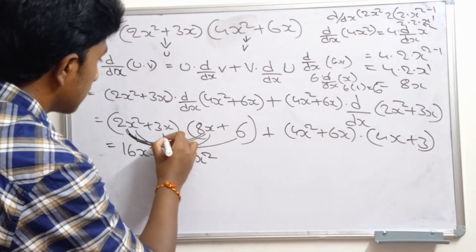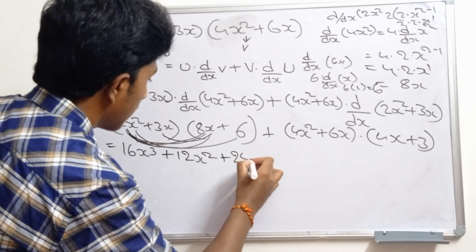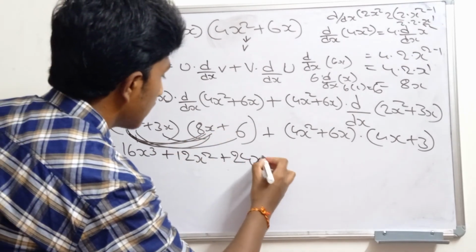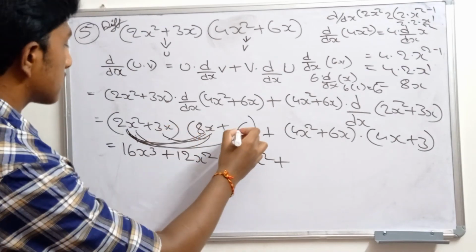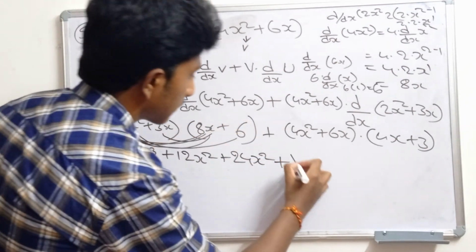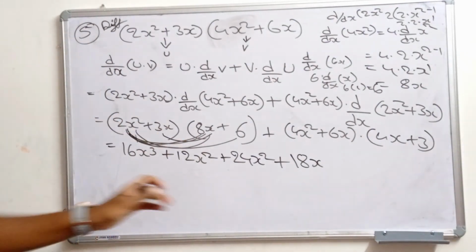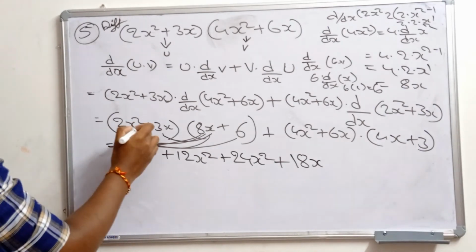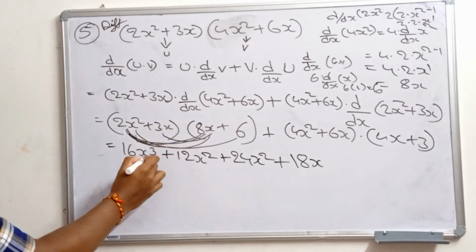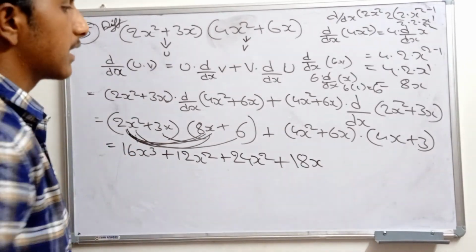Now 3x. 3x into 8x means 3 8s are 24, x into x means x square, plus 3x into 6, 3 6s are 18x. When you split it, that means when you multiply 2x square plus 3x into 8x plus 6, it means 16x cube plus 12x square plus 24x square plus 18x.